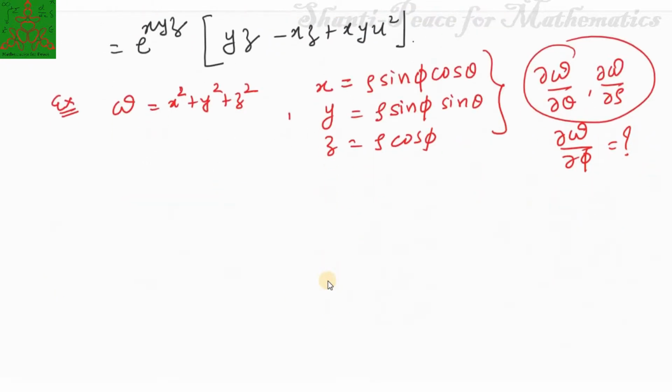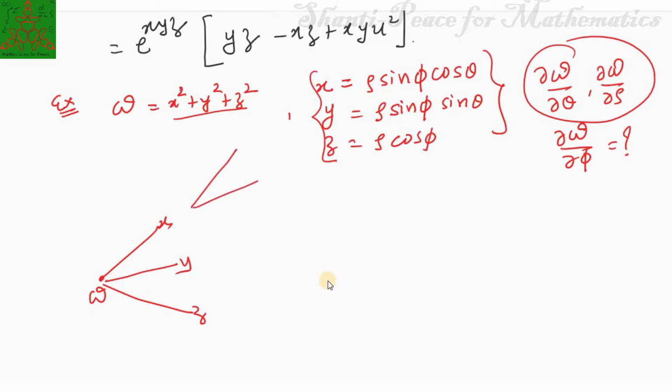So the first thing you need to do is to draw the tree diagram. Here you will have w, which is a function of three variables according to this situation. So that's why it is x, y and z. According to this situation, the x, y, z are functions of rho, theta and phi. So it is rho, theta and phi. Y is also a function of rho, theta and phi. Z is also a function of rho, theta and phi.